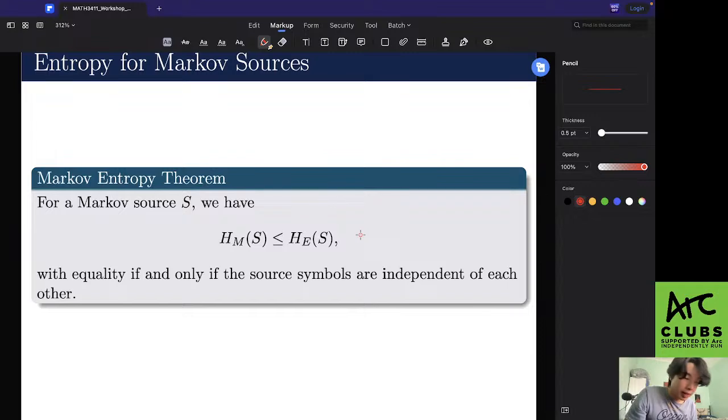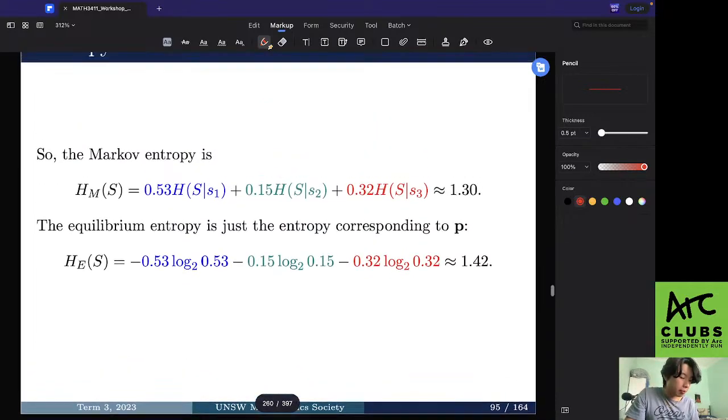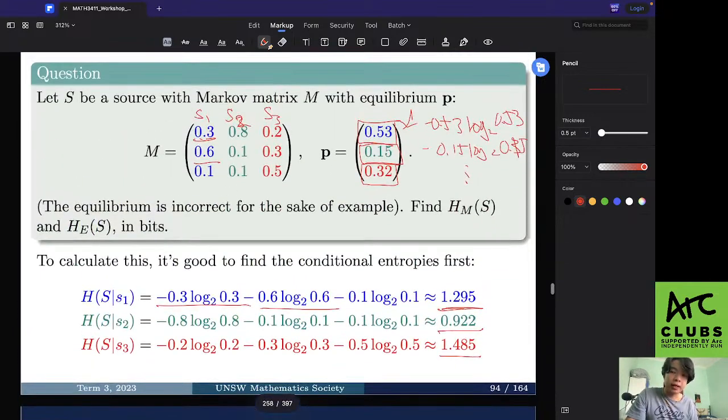Something we know is that for a Markov source, the Markov entropy is always less than or equal to the equilibrium entropy. And the way you can think of this is maybe from this example, right? When we calculate our equilibrium entropy, we only use these probabilities, but when we calculate a Markov entropy, we actually get a lot more information, right? Let's say that we just got an S1. Well, if we get an S2, then we're not too surprised, right? Because we know after getting an S1, it's very likely that we get an S2.